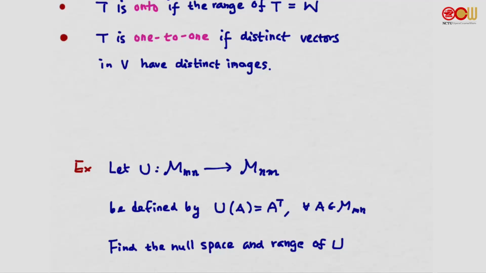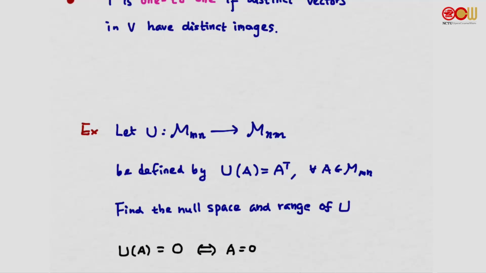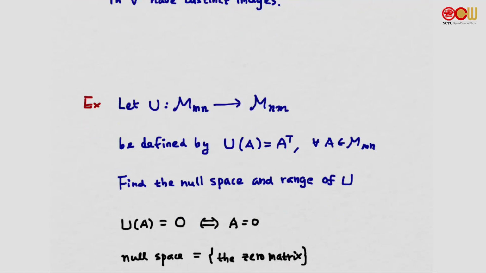What will be the null space? The null space is the collection of vectors whose image is the zero vector. In this case, that will be the zero matrix. And U of A is the zero matrix if and only if A is the zero M by N matrix itself. And the null space is simply the zero matrix.